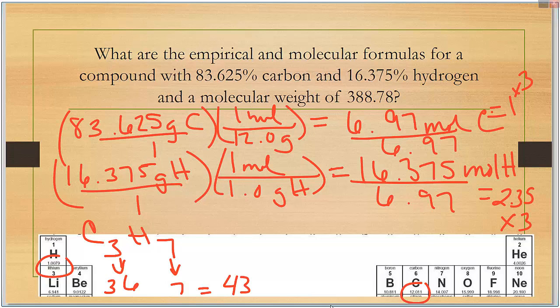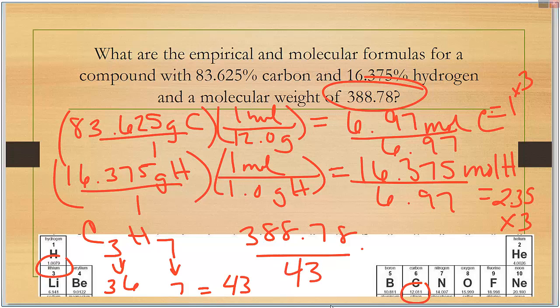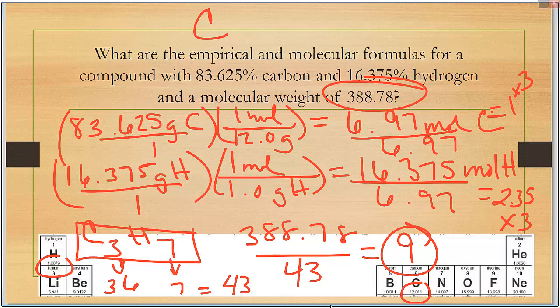They gave you in the question 388.78. Divided by 43, that gives us a ratio of 9. So that C3H7 is going to be multiplied by 9. So 3 times 9, I'm at the top again because I'm running out of room, C27, and then 7 times 9 is H63. And that's how you determine the molecular formula from the empirical formula.